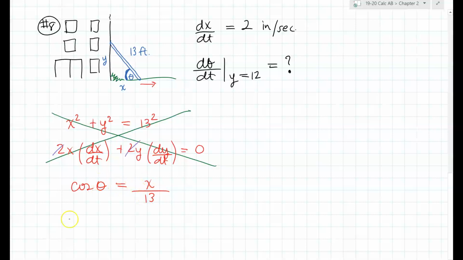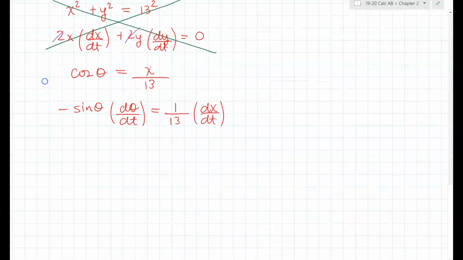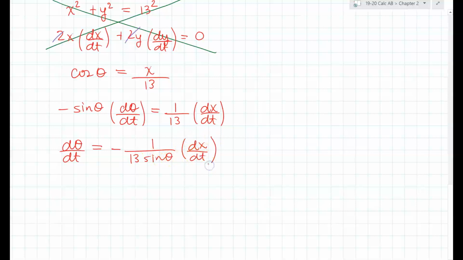Okay, take a derivative. So I get the derivative of cosine is negative sine theta d theta/dt equals, that's a 1/13 x, so the 1/13 is going to stay. The x becomes a 1, so it'll be dx/dt. Okay, so I'm going to get d theta/dt by itself. That becomes negative 1 over 13 sine of theta dx/dt. Or if you want to rewrite it so it doesn't have so much stuff in the denominator, you can bring that sine up and make it a cosecant like that.